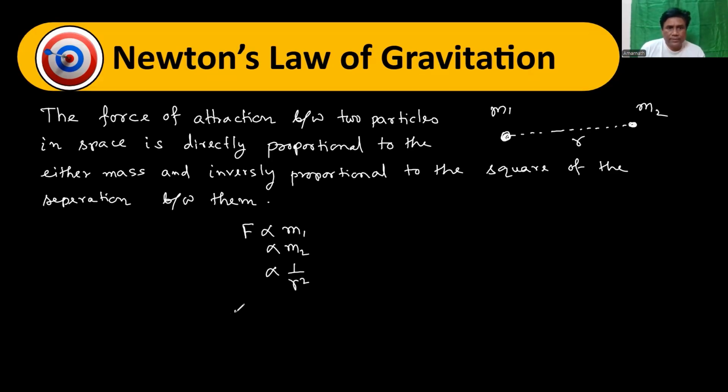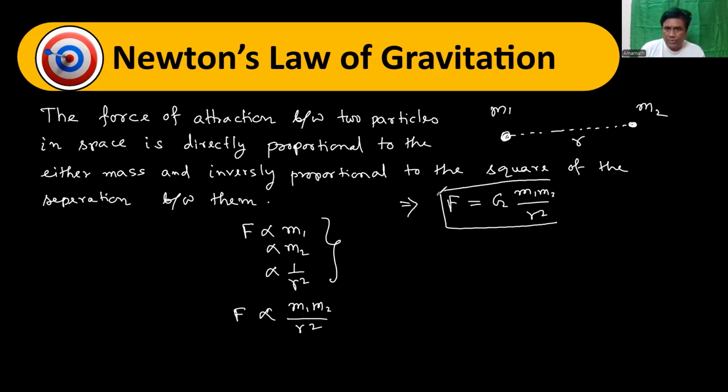So the force is directly proportional to M1 M2 by R square. If you put the equation sign, you already know there will be a constant. So F equals G M1 M2 by R square. This is called the universal gravitational equation.